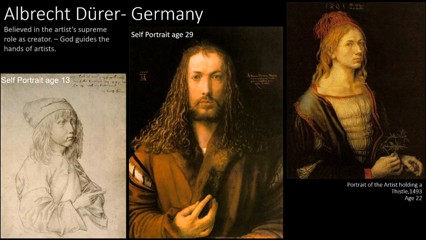So this is going to help you understand why he painted his self-portrait at age 29 in the way that he did. I wanted to show you a couple of other things. There's a self-portrait at 13 and there's a self-portrait at 22. If you look at those, the three of them don't look the same. The guy in the middle looks totally different than the ones on the left and right. So his actual appearance was pretty homely.